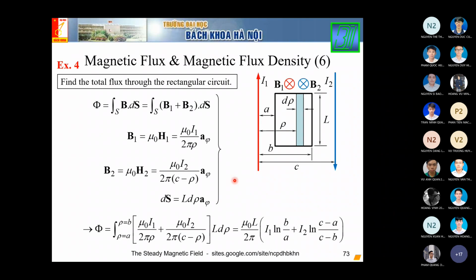So how do we find that ds? How to find ds? ds is the area of this very thin rectangle. The area of this rectangle will be the length, which is L, multiplied by the width, which is d rho. Okay, I told you about this in the previous example.